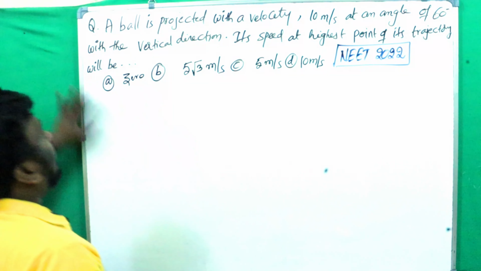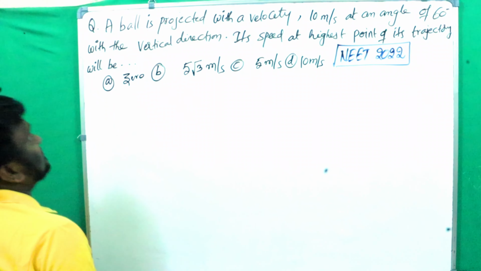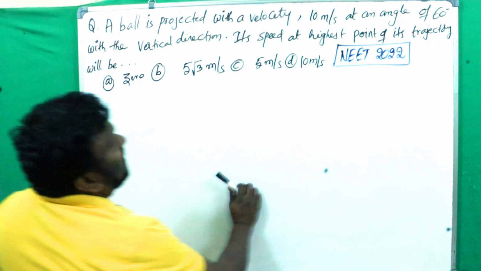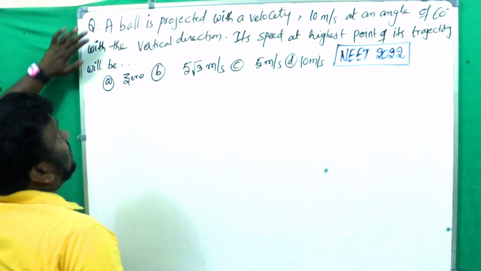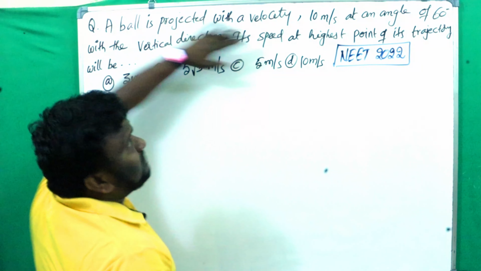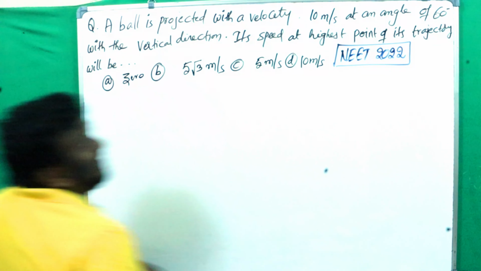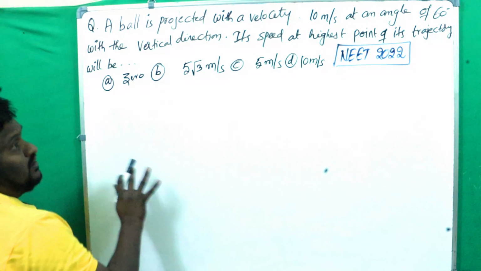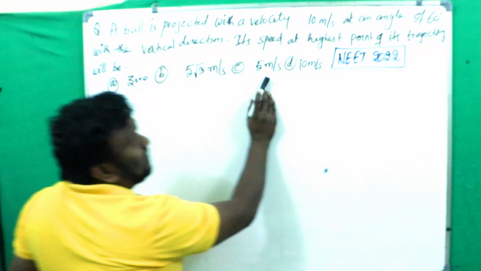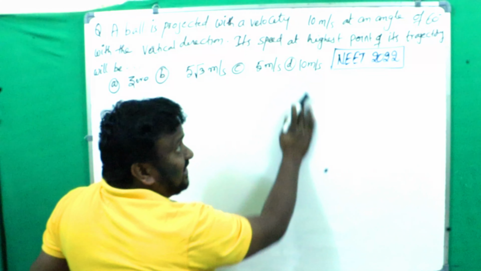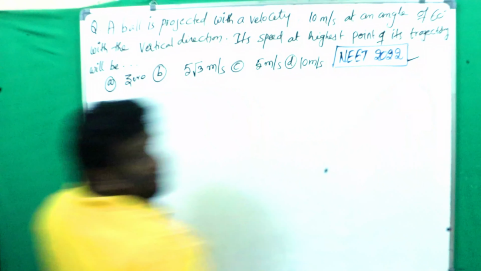Look here. A ball is projected with a velocity of 10 meter per second at an angle of 60 degrees with the vertical direction. Its speed at the highest point of its trajectory will be? Options are given: A) 0, B) 5 root 3 meter per second, C) 5 meter per second, and D) 10 meter per second. This question was given in NEET 2022.